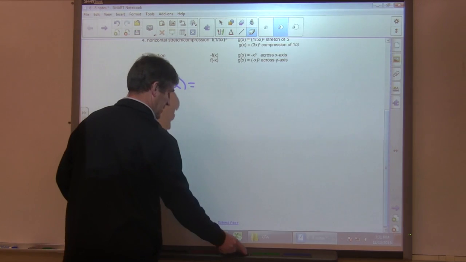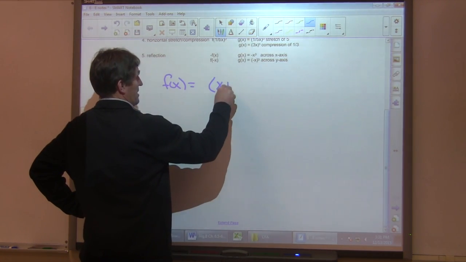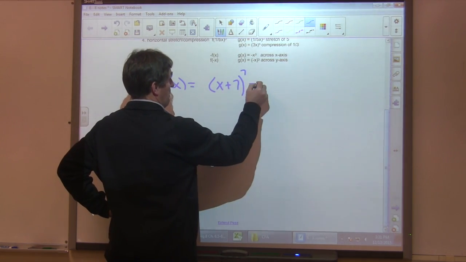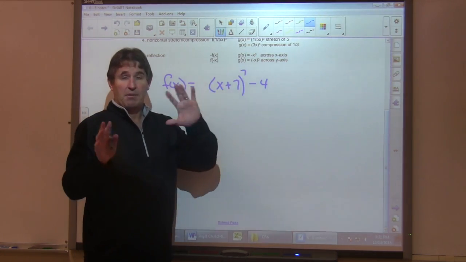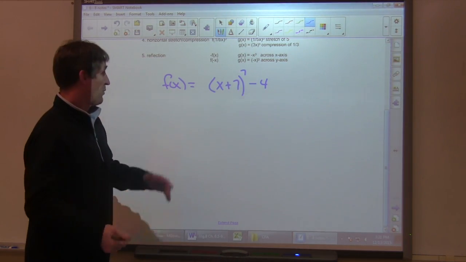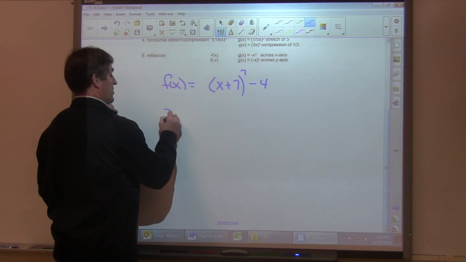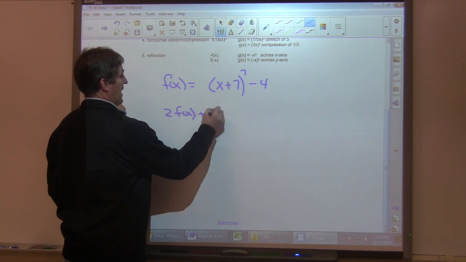let's take a new one. Let's take x plus 7 to the 7th minus 4. Now these powers can be any exponent they want. It doesn't change what we do. So let's say that we go 2 f of x plus 5.